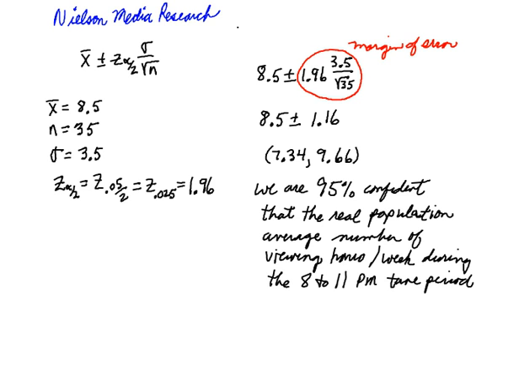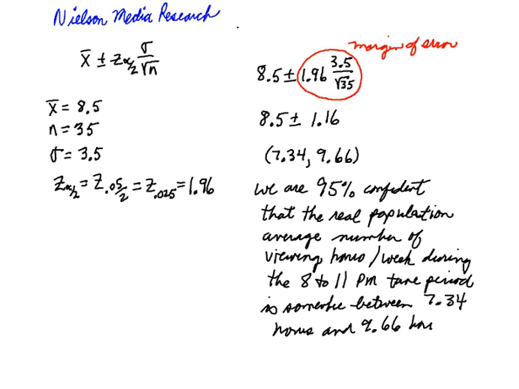So we're 95% confident that the real population average number of viewing hours per week during the 8 to 11 p.m. time period is somewhere between 7.34 hours and 9.66 hours. And the key word there is the population average of all households.